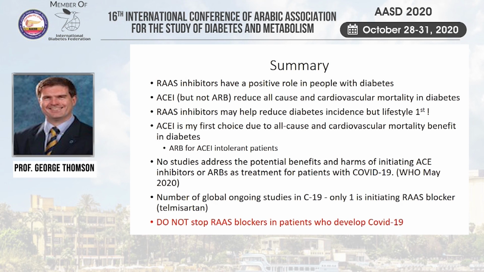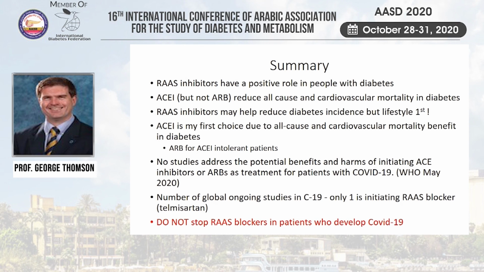Personally, because of the data that I believe are compelling, the use of ACE inhibitors is always my first choice. And in those patients who are intolerant of ACE inhibitors due to cough, I would go for an angiotensin receptor blocker second, or add it in if needs be.